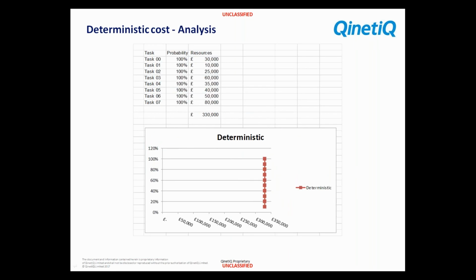And in a spreadsheet, it would look something like this. We have tasks 0 to 7. The probability of those tasks being completed is 100%. They're our baseline. And the resources that we're going to consume, in this case absolutely deterministic, we can identify from the network. We have to do all of them. We add them up and they come to £330,000. We can plot that at the bottom as our point estimate.